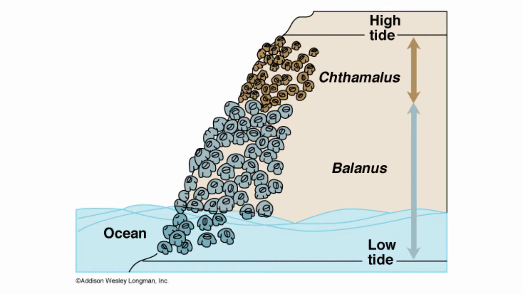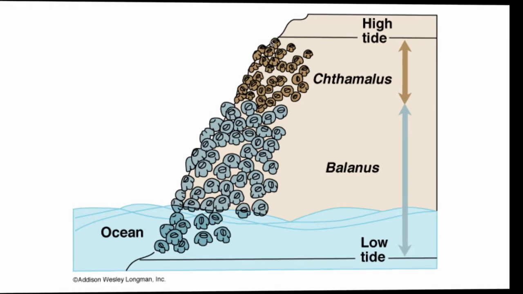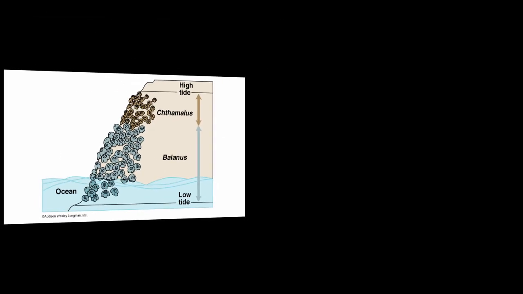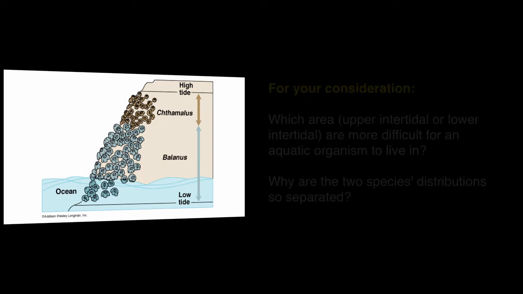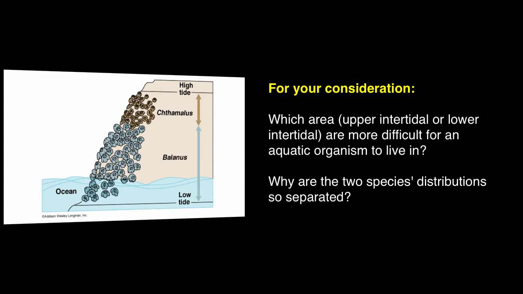These barnacles live in the intertidal zone. And what I would like you to think about to prepare for discussion is which part of the intertidal zone is most difficult to make a living in. Keeping in mind that these are aquatic organisms. So you might think about which parts tend to be exposed to air more often and therefore subject to desiccation, which parts have the largest temperature fluctuations, which are difficult to adapt to, and so on.